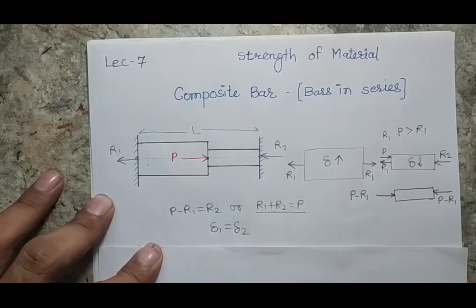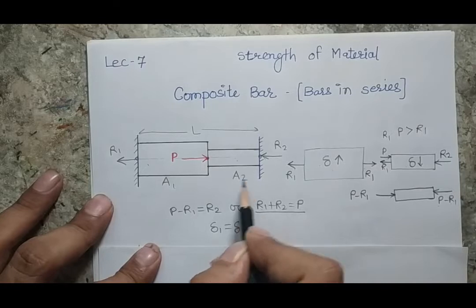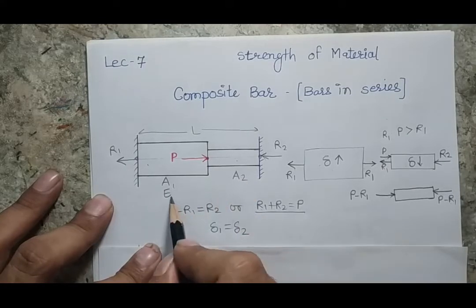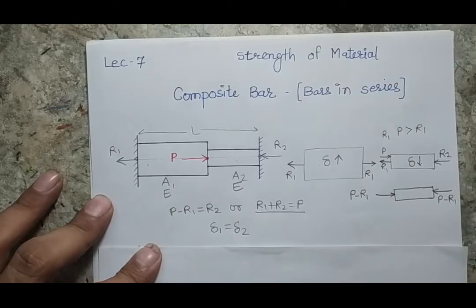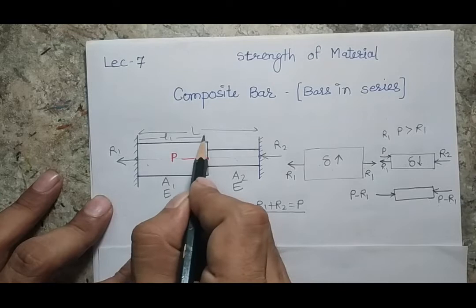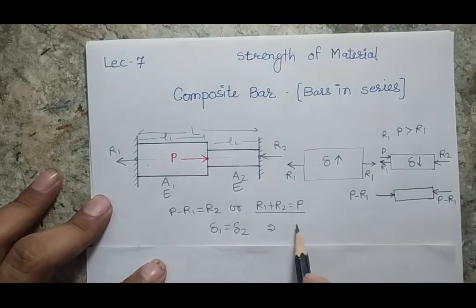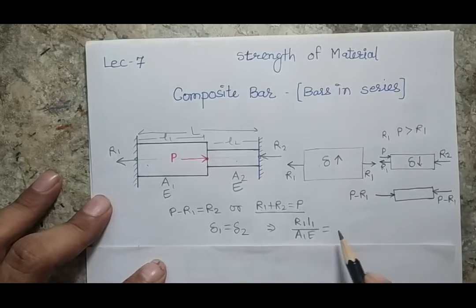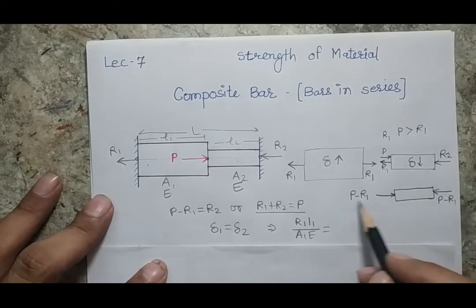If I elaborate it further, if I know the cross section area of both the bars, let's say A1 and A2, material may be different or may be the same. Suppose the material is the same in this case, so the Young's modulus or elastic constant will be E, and I know the individual lengths, that is L1 and L2. So my deformation equation will say that the force in the first bar will be R1, length is L1, divided by the cross section area A1 and Young's modulus E1, that is going to be balanced by the force in the second bar, which I have assumed either R2 or P minus R1.